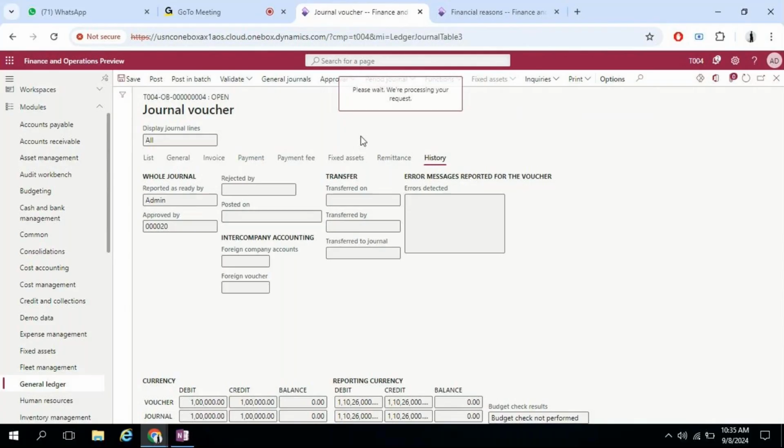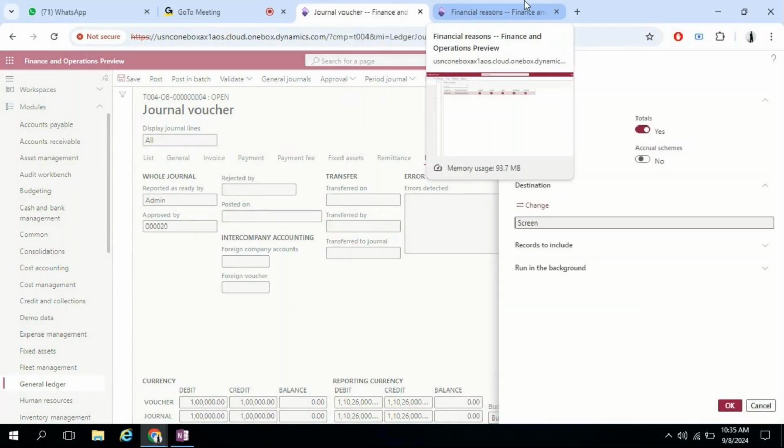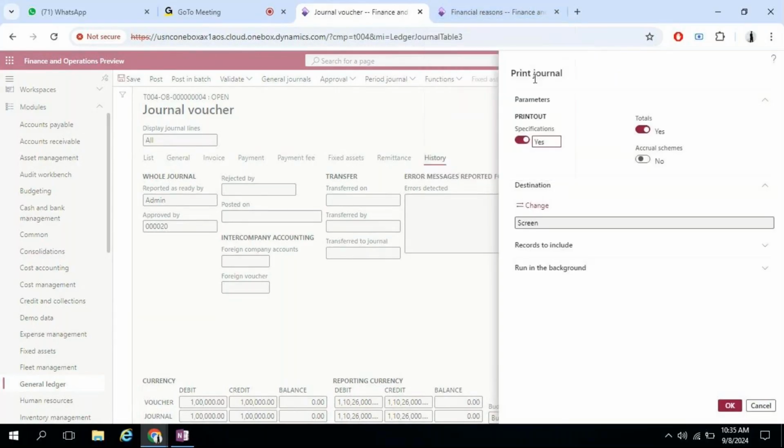Let the report be run. So I will run the report.